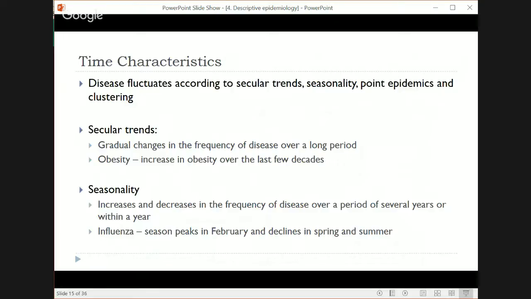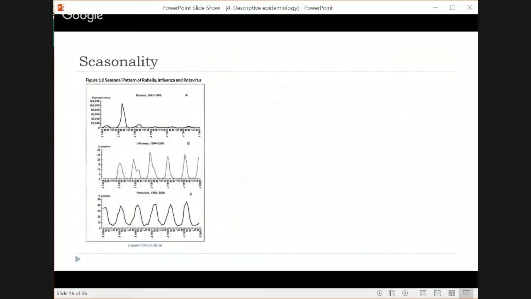Seasonality is something like influenza, right? Where in February, we have a spike in the number of flu cases. And then in the spring and summer, the number of flu cases will just decline. Okay, and this picture is just so you guys can get a sense of seasonality. The top is A, rubella, B is influenza, C is rotavirus.